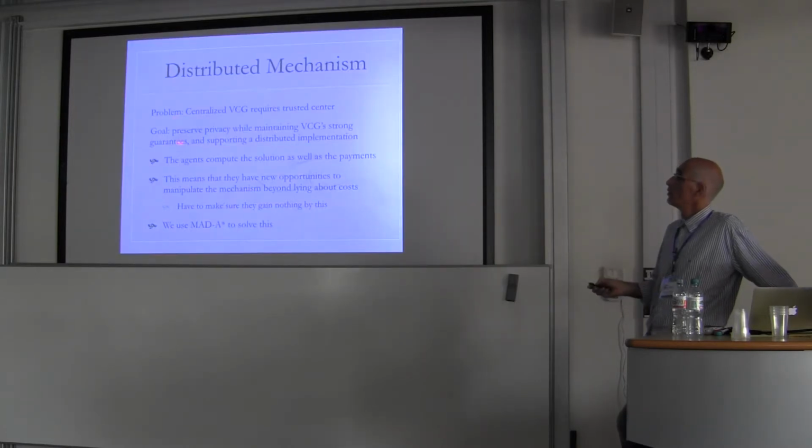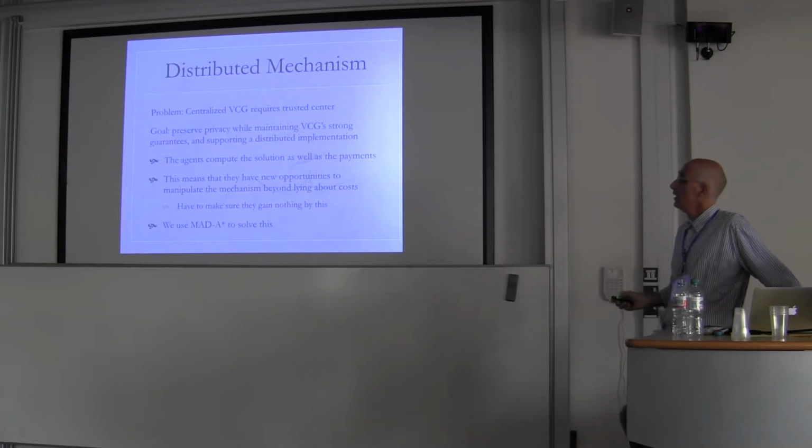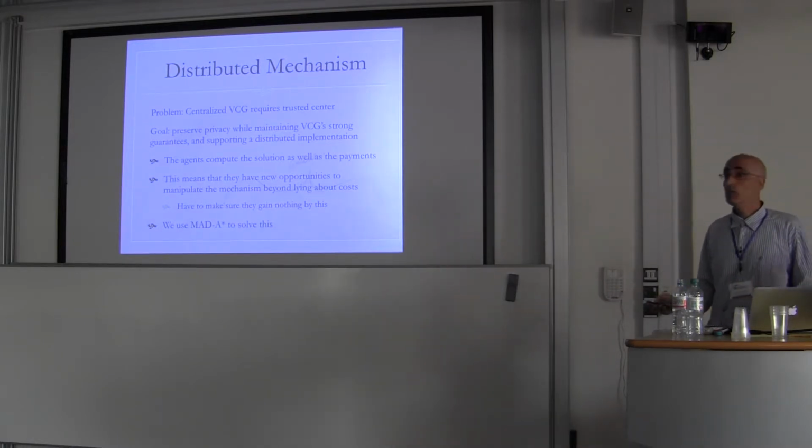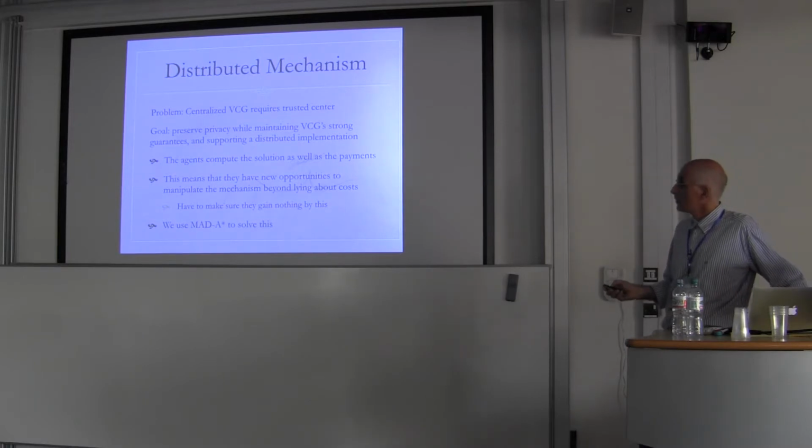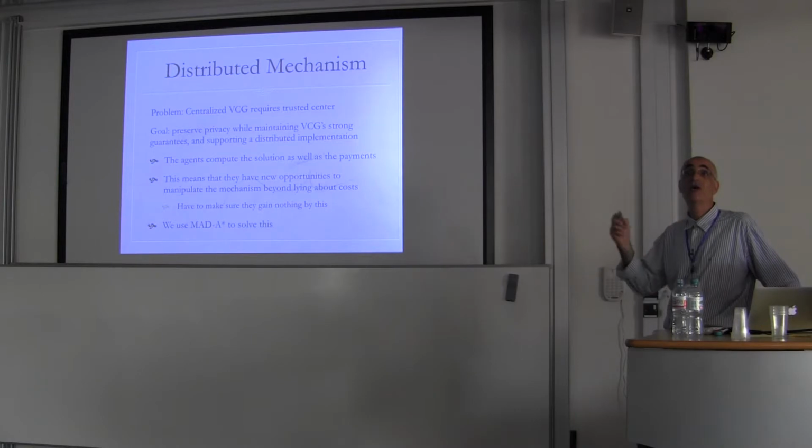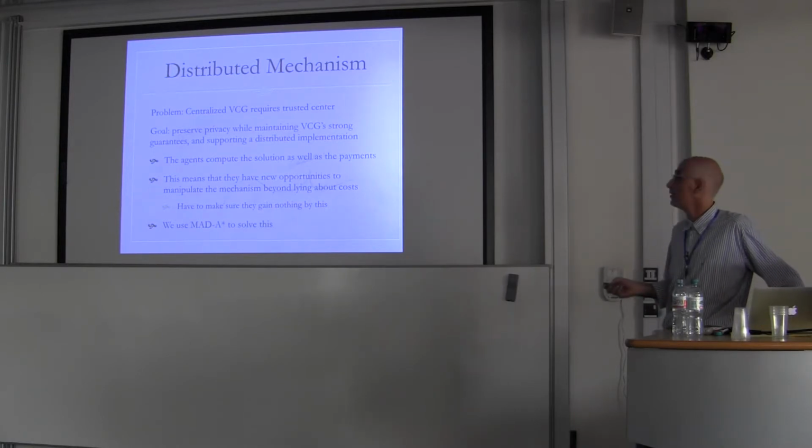And if you want to distribute it, then you have a problem, because the VCG mechanism requires a centralized trusted center. If you want to preserve privacy and still maintain the guarantees of VCG, you can still do something. What can you do? You will let the agents compute the solutions to all of these problems and all the payments in a distributed manner. Let's go back to this slide.